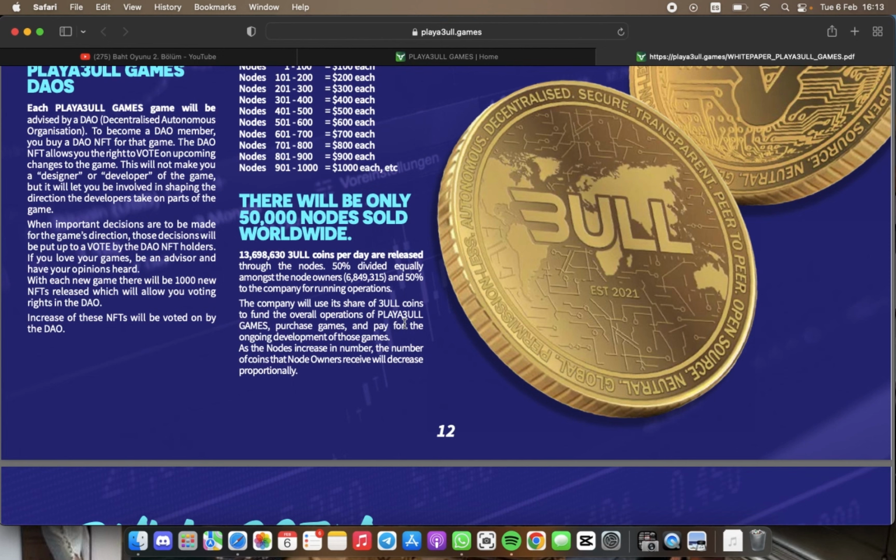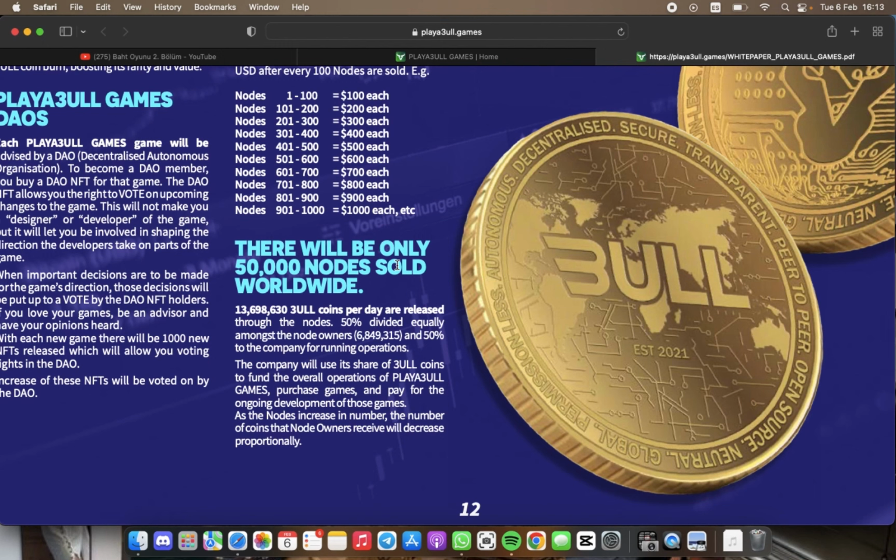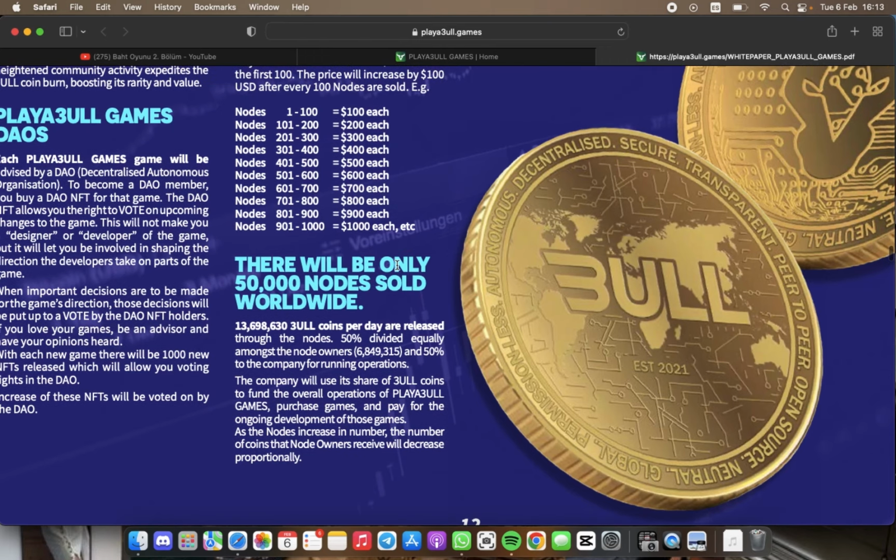We have here again this big number of coins to be released. The company will use the chain of Playa3ull coin to fund the overall operation of the Playa game, purchase games, and pay for the ongoing development of this game.